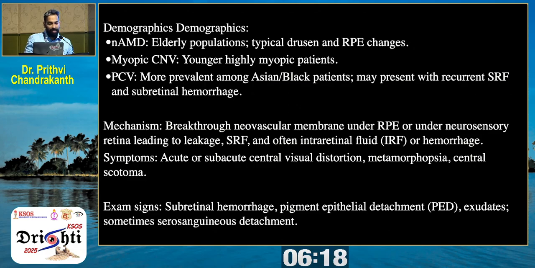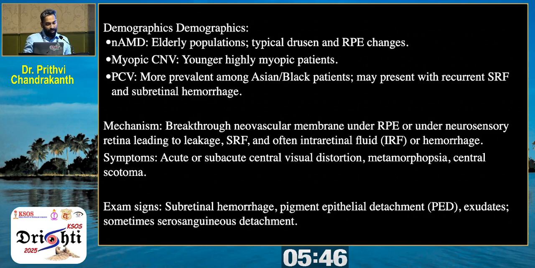It happens more in the elderly population, typically with drusen and RPE changes. In the young, it can happen in the myopic age group. PCV is more prevalent among Asians and black patients, and may present with recurrent SRF and subretinal hemorrhage also. The mechanism is breakthrough of a neovascular membrane under the RPE or under the neurosensory retina, leading to leakage. SRF occurs later, and intraretinal fluid can also happen along with hemorrhage.